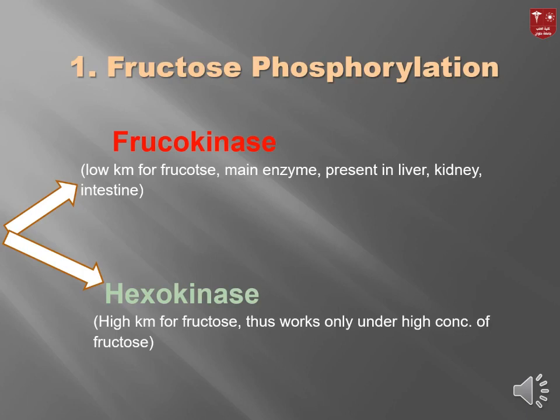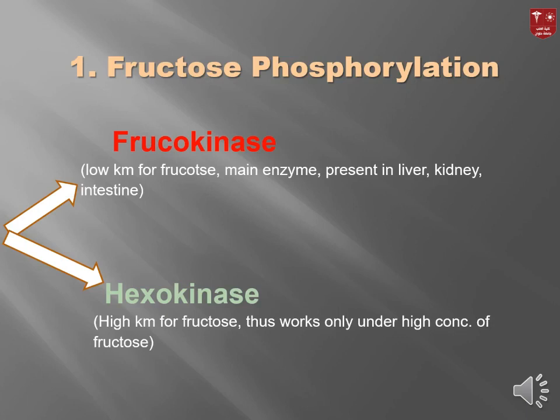While hexokinase is another enzyme which also can phosphorylate fructose, but converts fructose to fructose 6-phosphate, not 1-phosphate. And this enzyme has a high KM for fructose, which means that it has low affinity for fructose, which means that it only works under high concentration of fructose. Fructose concentration has to be very high in order for hexokinase to metabolize fructose.